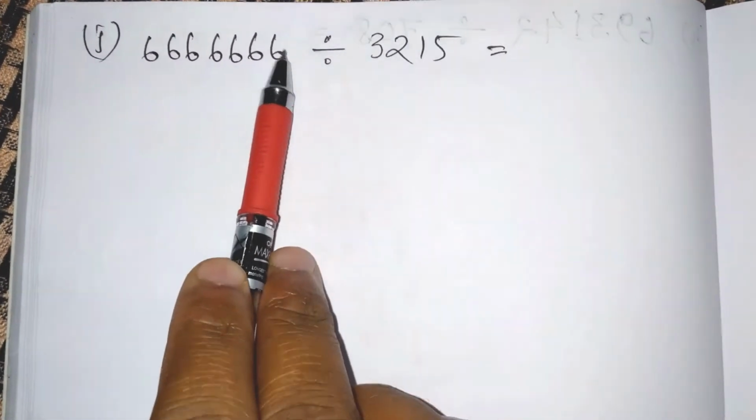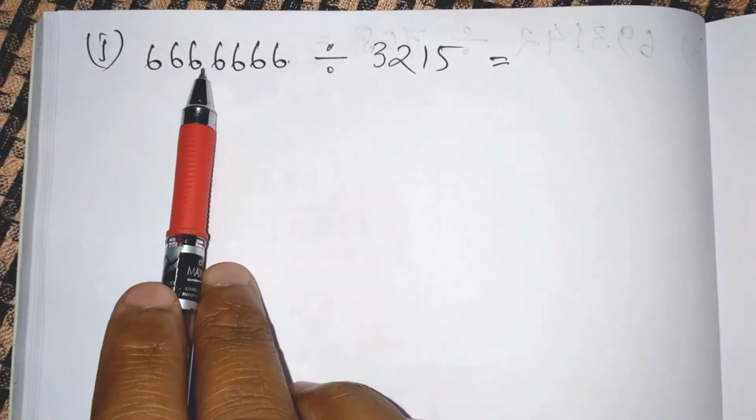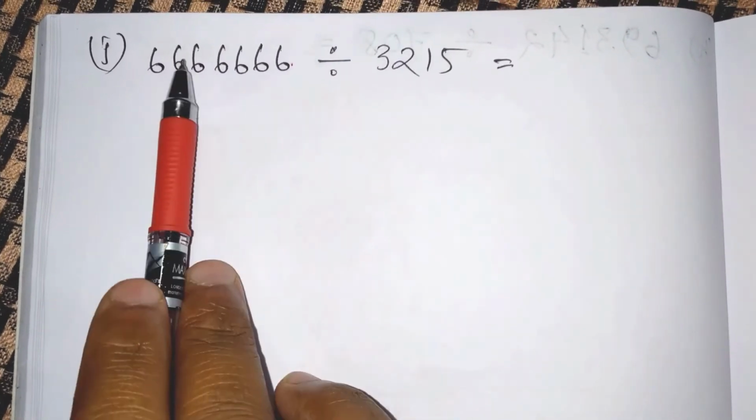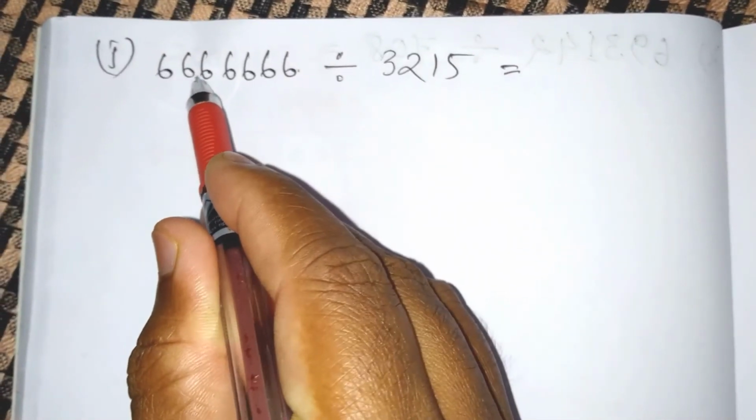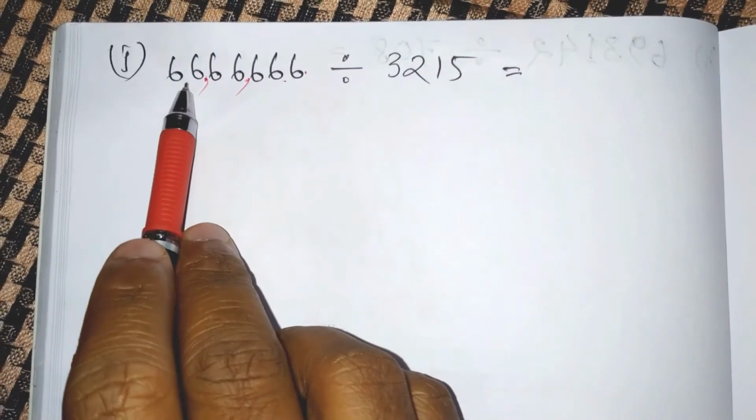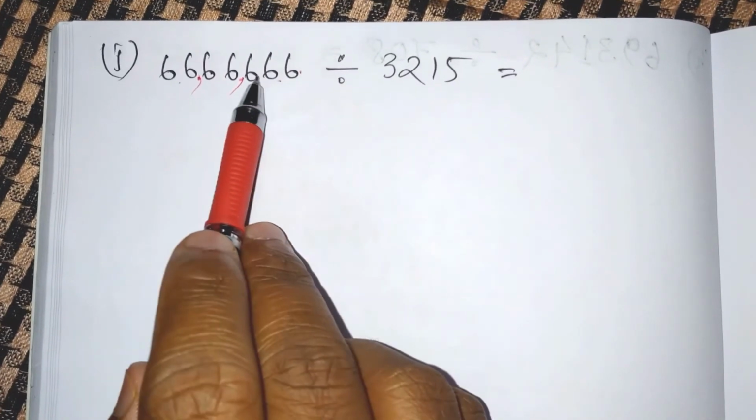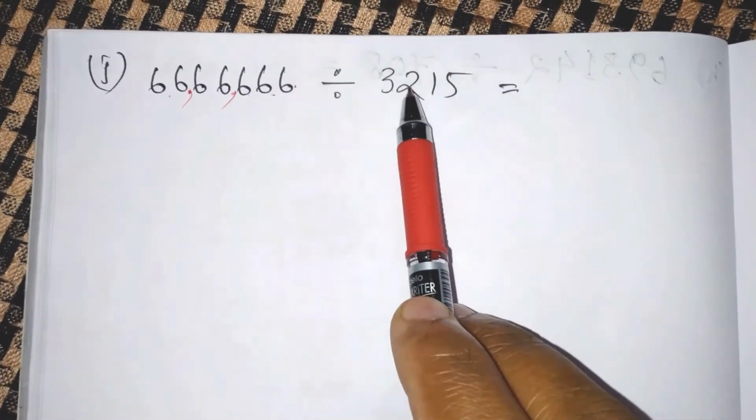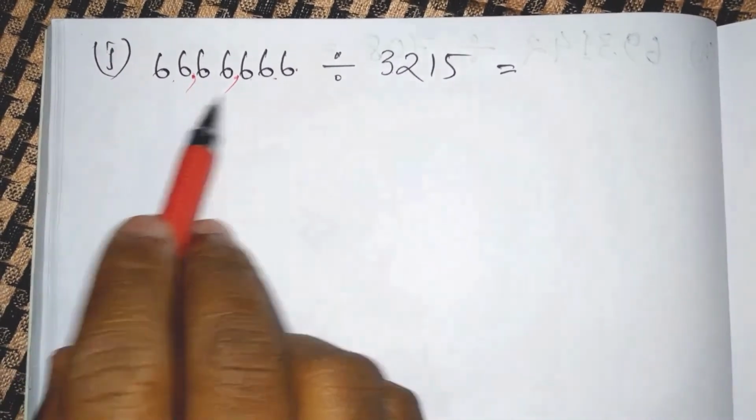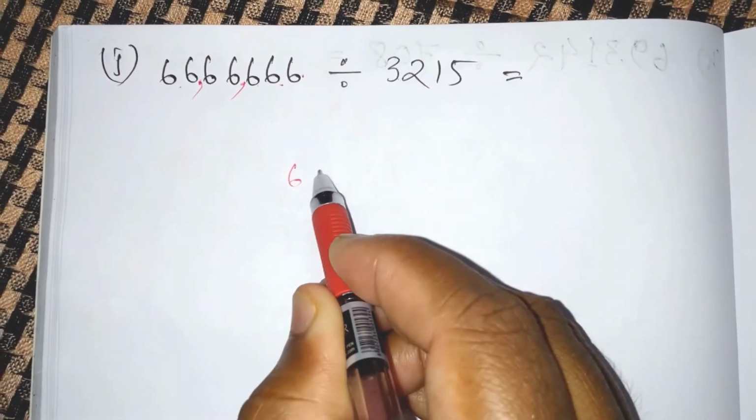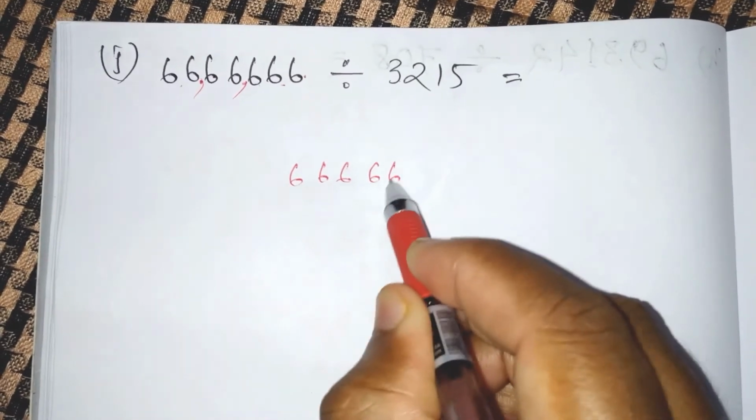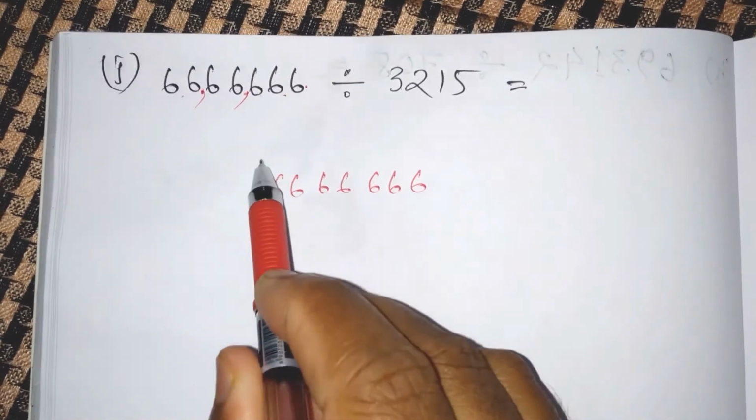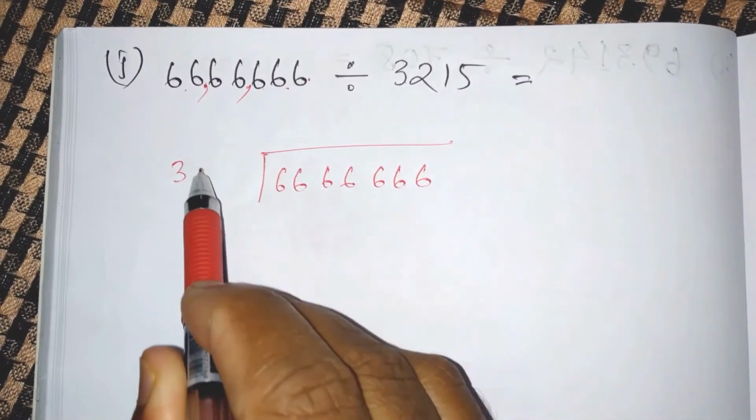6666666. That means it is 66,66,666, okay, 66 lakh. So if I put a comma here also and another comma, so it is 66,66,666. So I need to divide this number by 3,215. So here this one is the dividend. I'll write it here, 666,666, okay, another 6 here. So this is the dividend, and I'll write here the divisor.